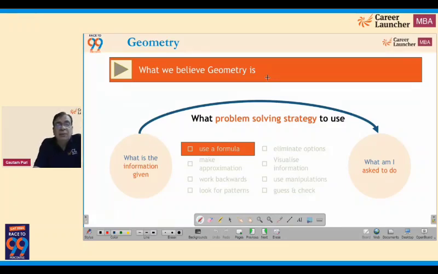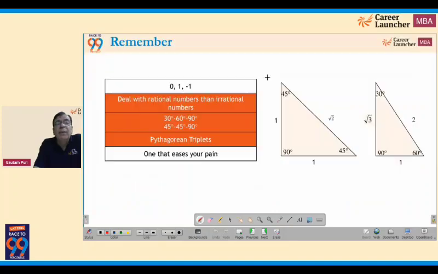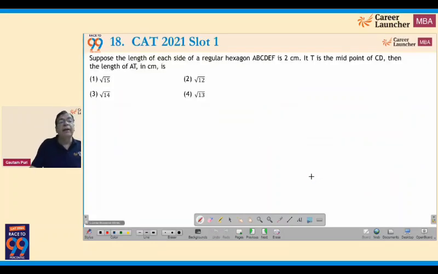As far as geometry is concerned, there are few things which you need to be clear about. The first thing is this part. Please remember that as far as CAT is concerned, by and large you will get questions on Pythagorean triplets, and the only two triangles which you'll get if they are right angle triangle is 45 45 90 or 30 60 90. In a 30 60 90 triangle, if the smallest side opposite 30 degrees is 1, the hypotenuse will be double and the other side will be root 3. So the ratio of sides in a 30 60 90 right triangle is 1 is to root 3 is to 2. Hypotenuse is double the smallest side. And in case of 45 45 90 triangle, 1 is to 1 is to root 2. This is a very common thing which you'll find.